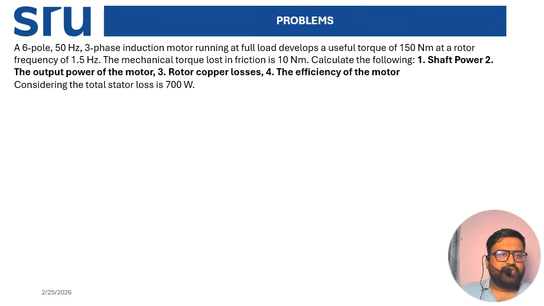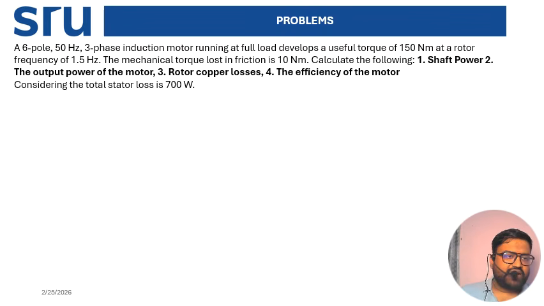Now you see here in the question, everyone first read the question: a 6-pole, 50 Hz, 3-phase induction motor running at full load develops a useful torque of 150 Newton meter at a rotor frequency of 1.5 Hz. The mechanical torque loss in friction is 10 Newton meter. Calculate the following: shaft power, the output power of the motor, the rotor copper loss, and the efficiency of the motor. Consider the total stator loss, that is stator copper loss, as 700 watt.